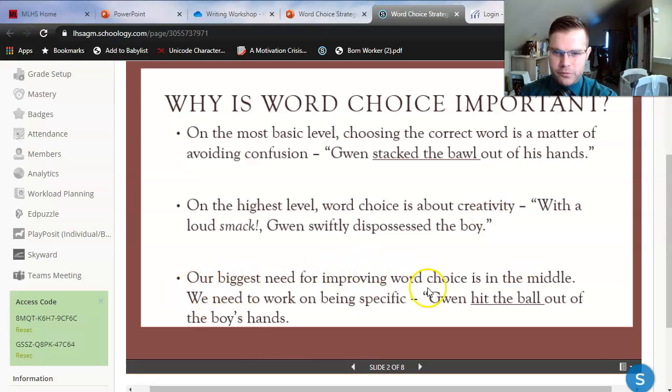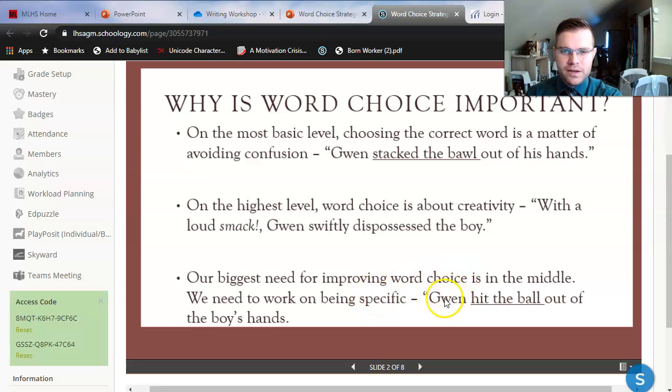Our biggest need for improving word choice, from what I've seen in our writing so far, is kind of in the middle of those two things. It's bigger than avoiding confusion, not quite at the level of sprinkling in creativity everywhere. What we need to work on is being specific with our words. And that's really the biggest thing that most people need to work on with word choice, is being specific with the words that they choose.